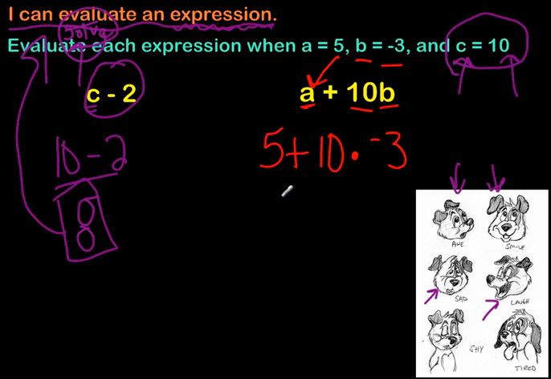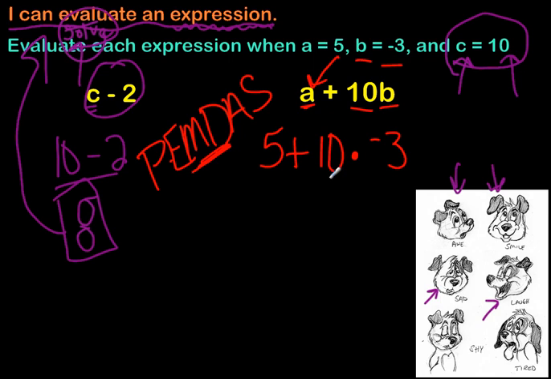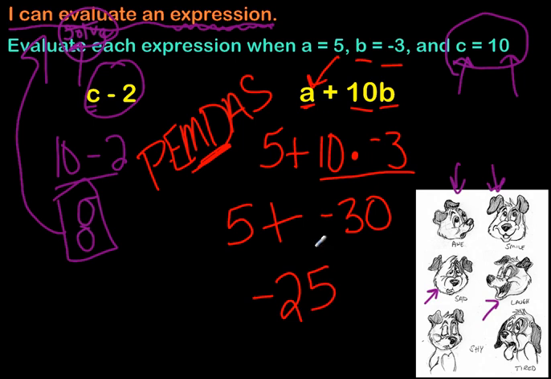Now, I can't forget all of my other good mathematical operations, one being good old PEMDAS. I still have to use that, right? I got to use my rules still. So this would tell me, hey, I should do parentheses. None. Exponents. None. Multiplication and division, though, from left to right, and here it is. So I'm going to start with 10 times negative 3, which would give me negative 30. And so I have 5 plus negative 30. 5 plus negative 30 is negative 25.